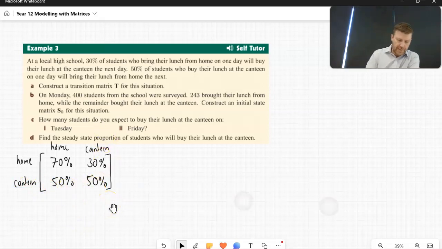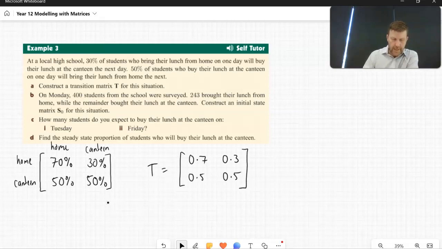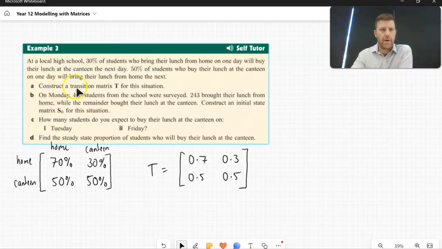Now, remember, the transition matrix shows us those values as decimals. So the transition matrix is equal to 0.7, 0.3, 0.5, 0.5. There we go. Construct a transition matrix for the situation. Done.